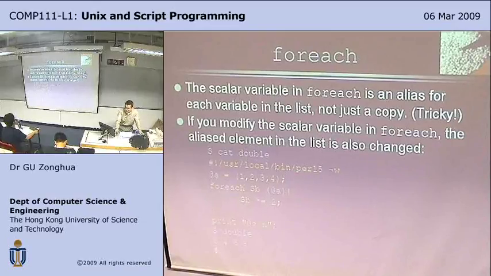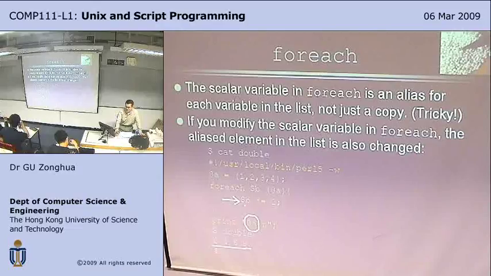So the scalar variable for foreach is an alias for each variable in the list, not just a copy. If you modify this scalar variable, it modifies the list. So this is like a C++ reference or pointer, not a copy. So if you do this, this guy $b *= 2, it means multiply $b by 2, double the value of $b, and then you print out the @a array. It prints out 2, 4, 6, 8, not 1, 2, 3, 4 anymore.